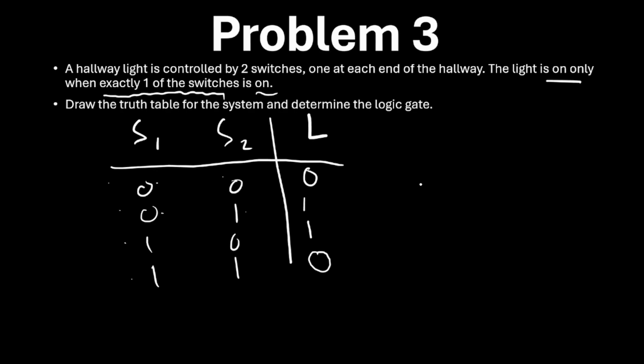So what gate is this? This is going to be exclusive to one at a time, which is exclusive OR. So to draw exclusive OR, we draw an OR gate, and we put that line or that curve in front of it. Inputs S1 and S2, output L. And that's what it's going to look like in a circuit diagram.